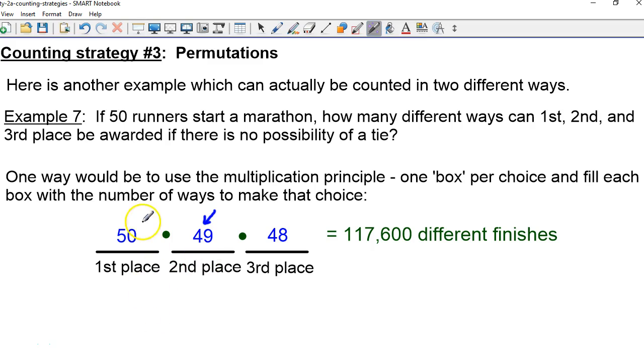And then once we've used up a person for first place and second place, then there's only 48 runners left for third place. We would multiply 50 times 49 times 48 to figure out that there are 117,600 different possible finish orders.